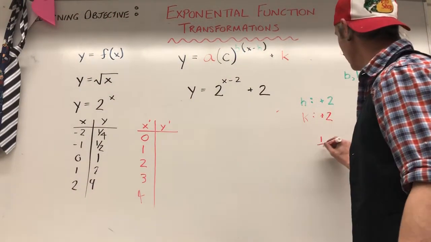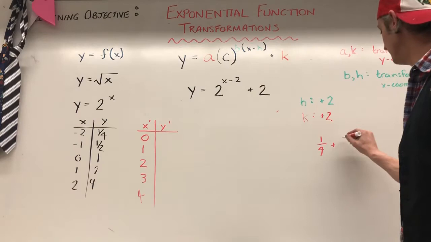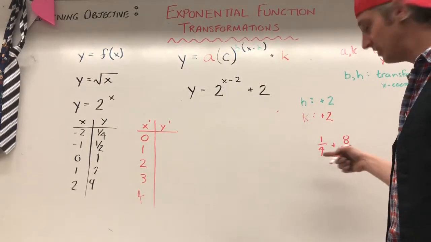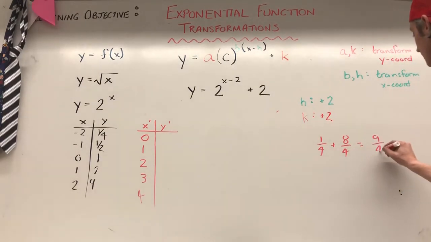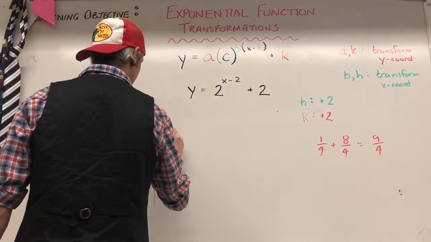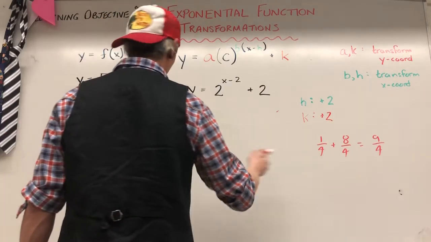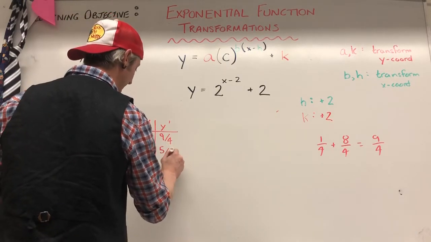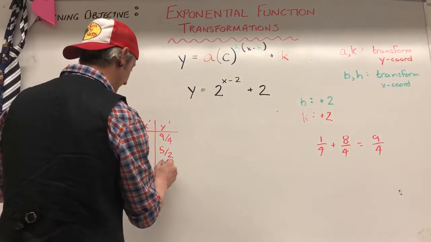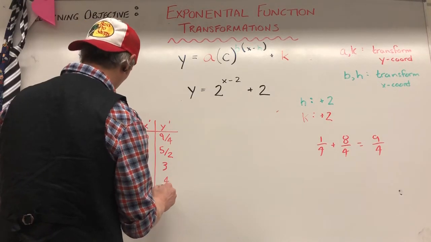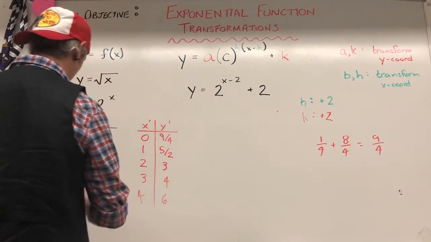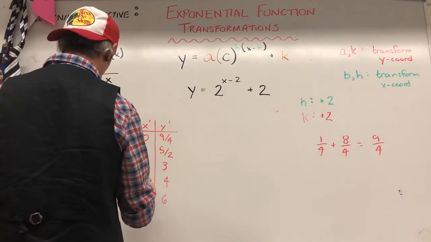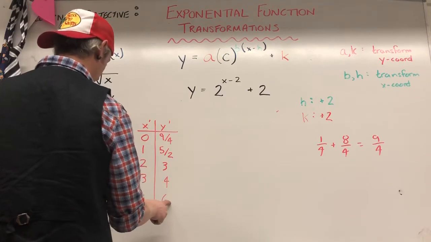So 1/4, my first coordinate, 1/4 plus 2 is the same as 1/4 plus 8 over 4. I'm using a common denominator, and that's going to become 9/4. So it's a little over 2. 1/2 plus 2 is the same as 1/2 plus 4 over 2, or 5/2. 1 plus 2 is 3. 2 plus 2 is 4. 4 plus 2 is 6, okay?